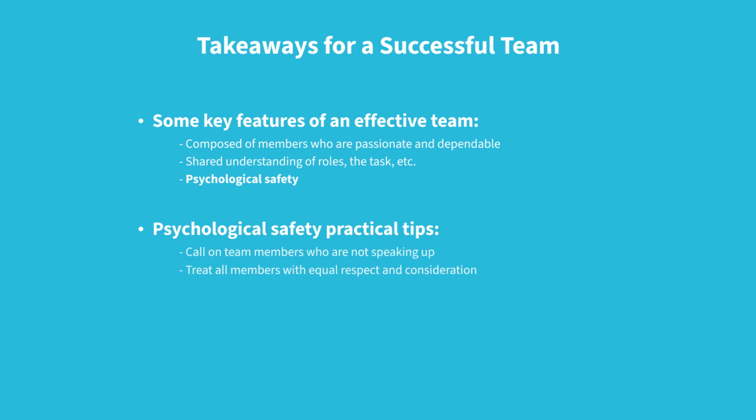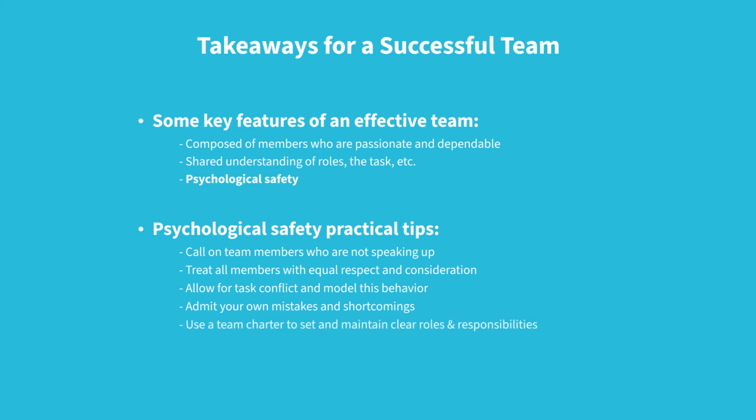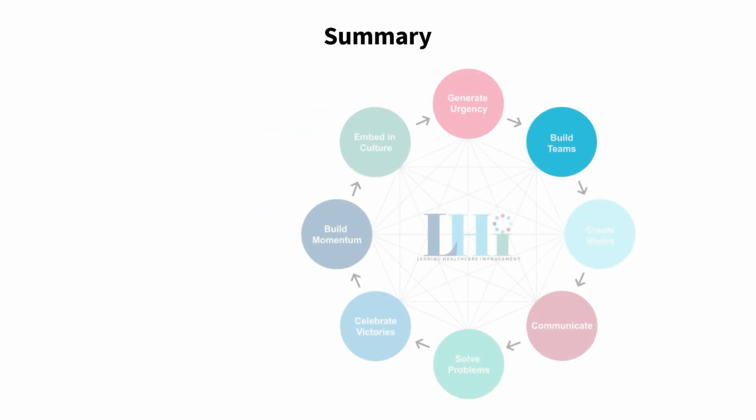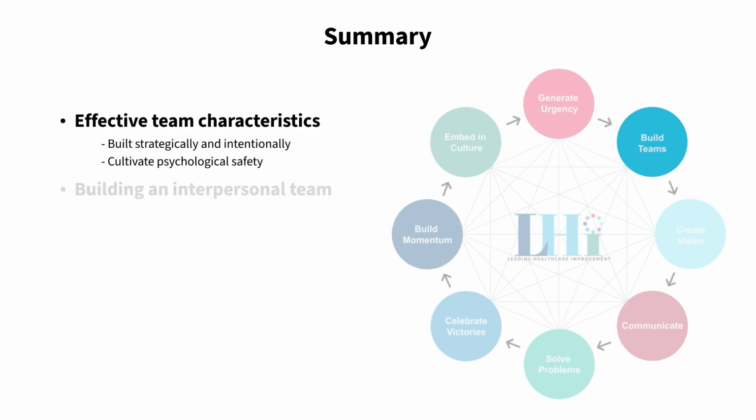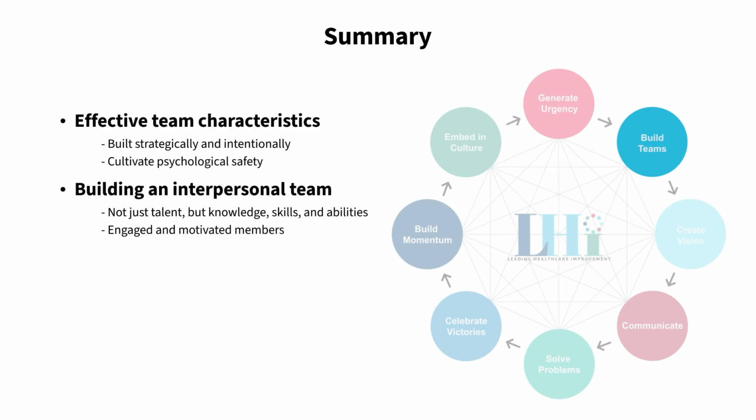Some conflict is normal and expected. Model for team members how to handle conflict with kindness and professionalism. Admitting when you make a mistake promotes psychological safety by showing others that it's okay to admit to making mistakes. Lastly, use the team charter and update it as the project evolves. Establishing norms and expectations and promoting psychological safety early in the process will reduce the likelihood of future problems and promote long-term sustainability.